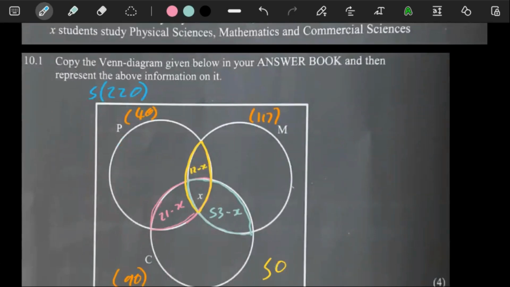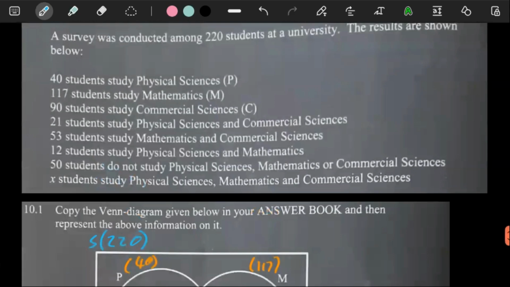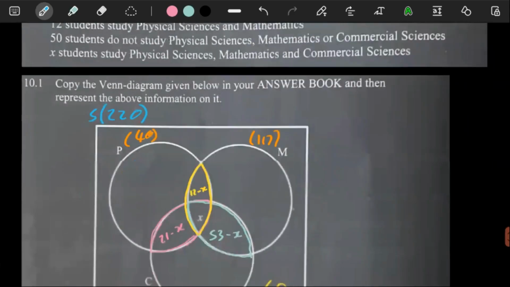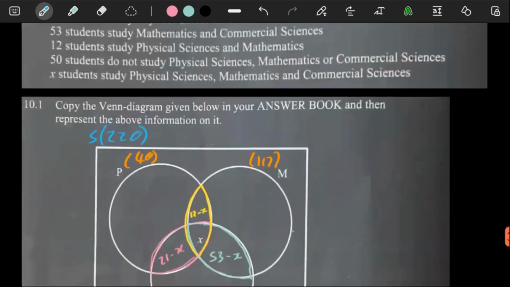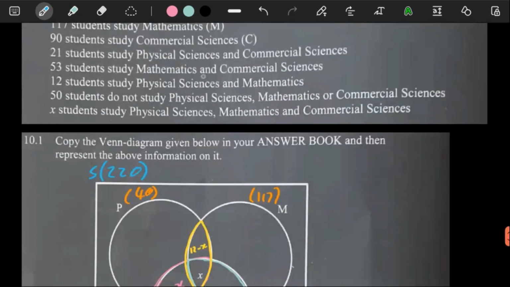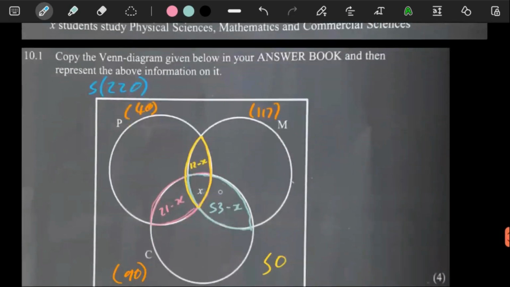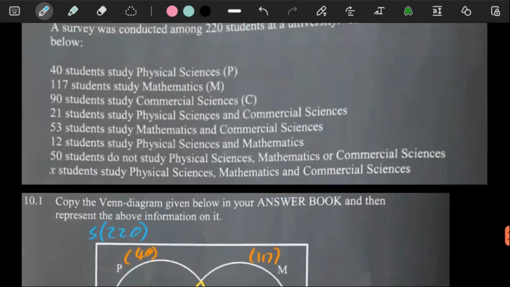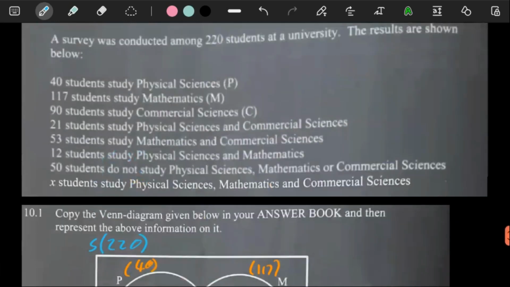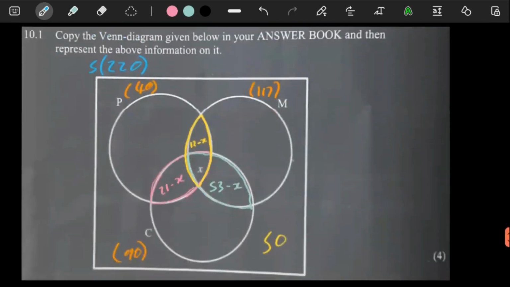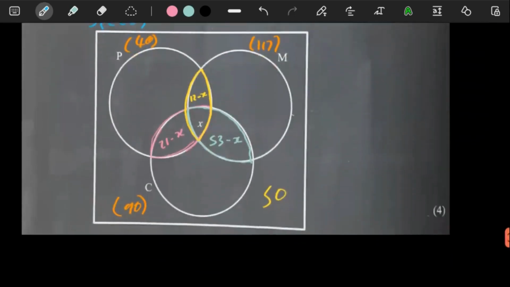And then what now? 12 students study physics and maths. So where physics and maths meet, that's supposed to be 12. And then 53 students study maths and commercial science. That's these two. And then 21 students study physics and commercial sciences. So that's these two. Then it says 90 only. I don't know where the blonde moment is, but let's see here.